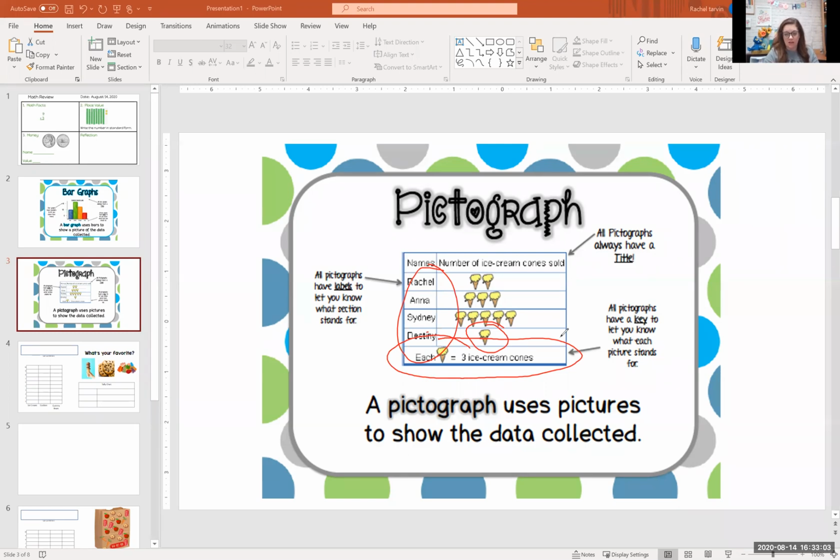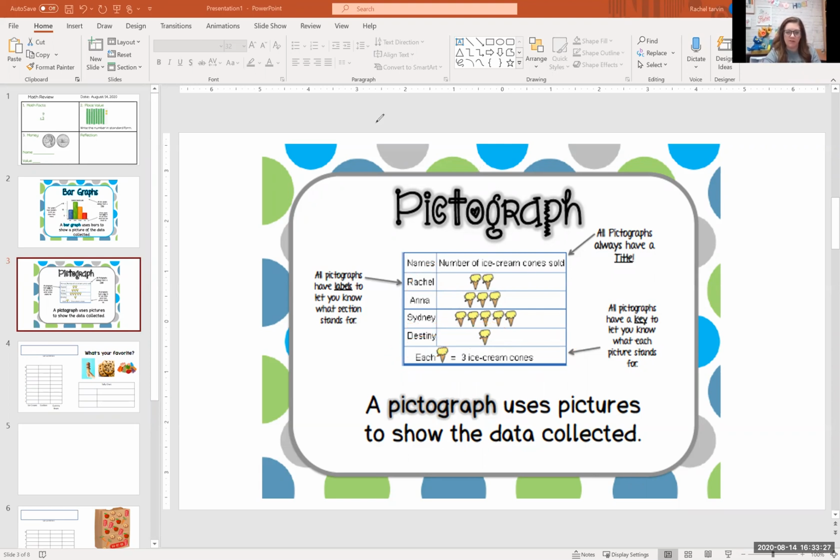I look at my chart and I can see, who sold the most? Can you figure it out? Yep, Sydney. If you look right here, Sydney sold the most because she has 1, 2, 3, 4, 5 ice cream cones there. So she sold more than the rest of the girls.